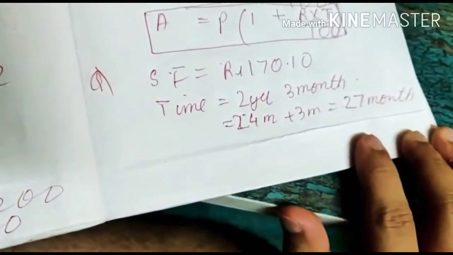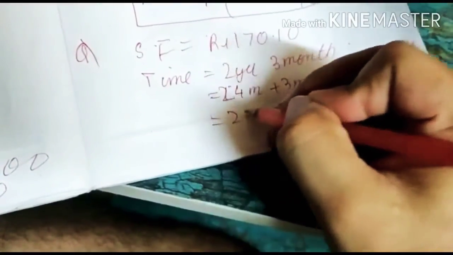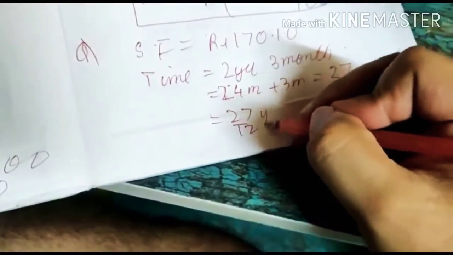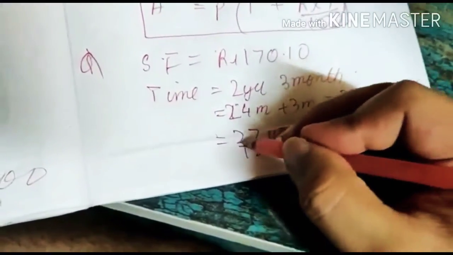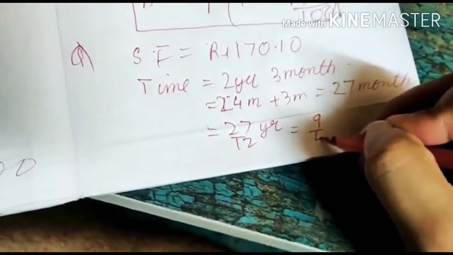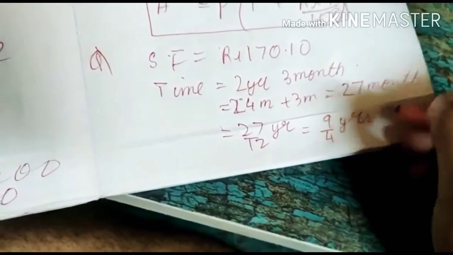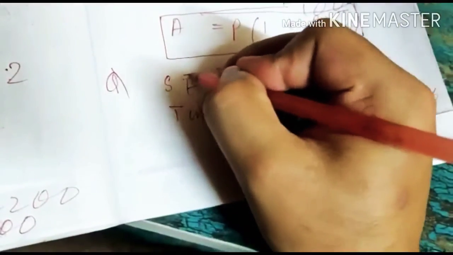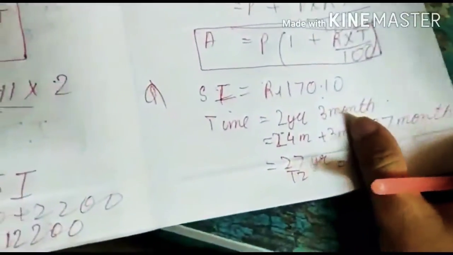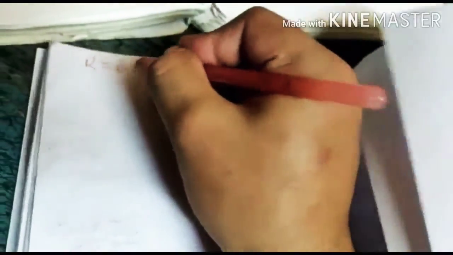We need time in years. So these 27 months can be written as 27 upon 12 years. Dividing it by 3, we will get 9 upon 4 years. Our time is 9 upon 4 years. Simple interest is 170.10 and rate was given as 6%.